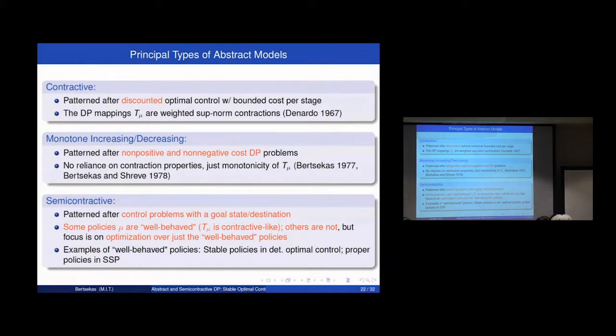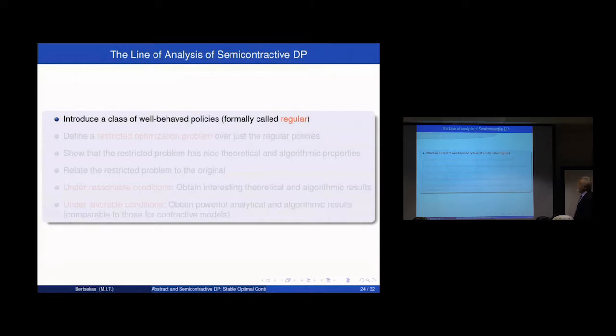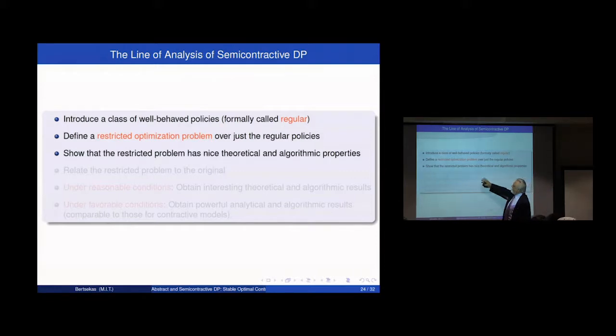Okay, so now all of this is very abstract, and what I'd like to do is focus on specific results for semicontractive dynamic programming. And what's the line of analysis for this? This is only a summary. It's a line of analysis for semicontractive dynamic programming. We introduce a class of well-behaved policies, and there's a mathematical name for those. They're called regular. Define a restricted optimization problem over just the regular policies. Show that the restricted problem has nice theoretical and algorithmic properties, like the problem of optimization over stable policies that I showed earlier.